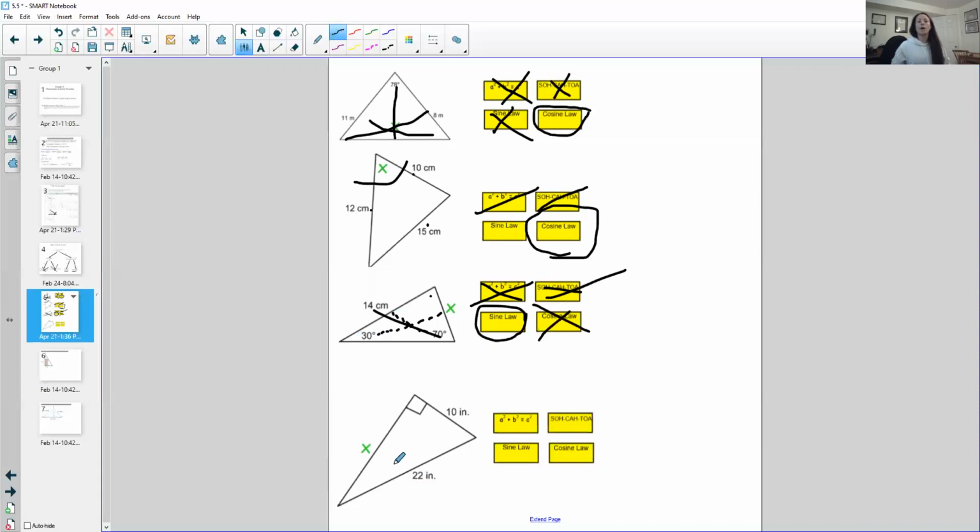And then the bottom one, it is a right angle triangle, which means it's either SOHCAHTOA or Pythagorean theorem. I have two sides. I'm looking for the third side. That's elementary school. That's your Pythagorean theorem.